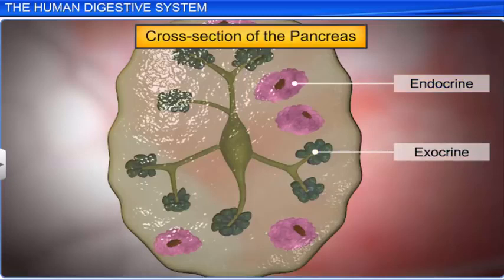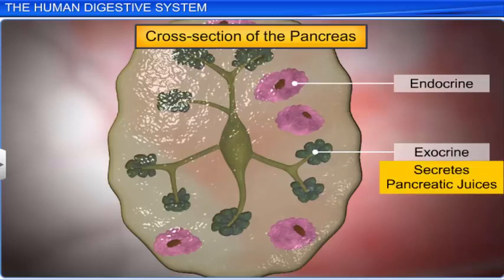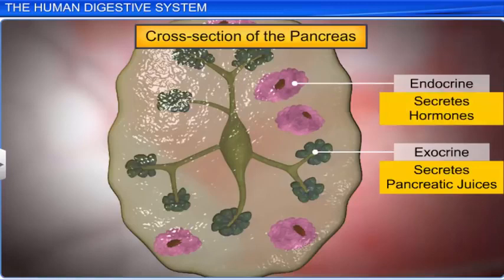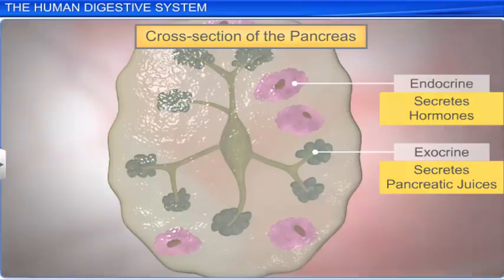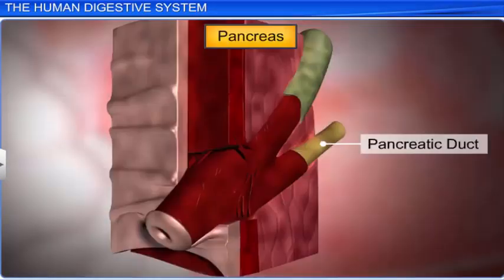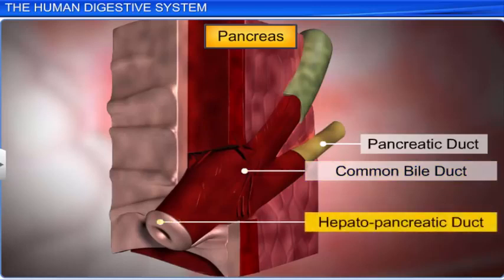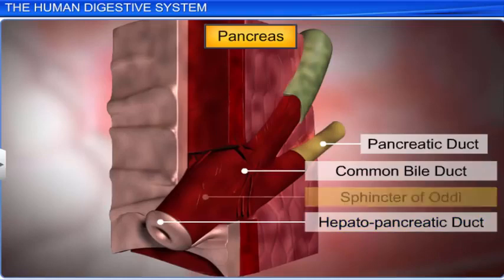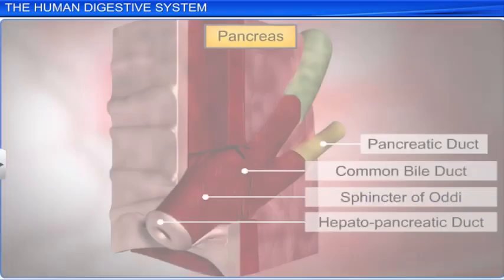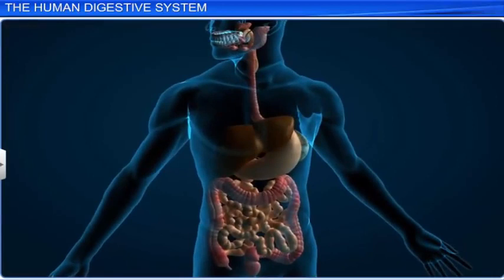While the exocrine portion secretes an alkaline pancreatic juice containing enzymes, the endocrine portion secretes hormones such as insulin and glucagon. The pancreatic duct, which carries the pancreatic juices from the exocrine portion, joins the common bile duct, and both of them open into the duodenum as the hepatopancreatic duct, which is guarded by the sphincter of Oddi. Together, the organs of the alimentary canal and the associated glands digest the food we eat and digest the undigested food.